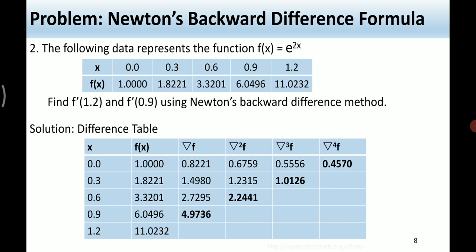1.0000, then 1.8221, 3.3201, 6.0496, 11.0232. For this, we have to find f dash of 1.2 and f dash of 0.9 using the backward difference method. See, the difference table we have to construct first in the solution.